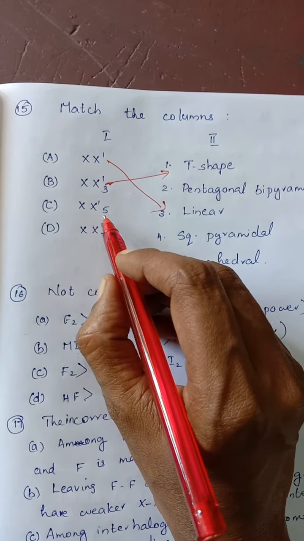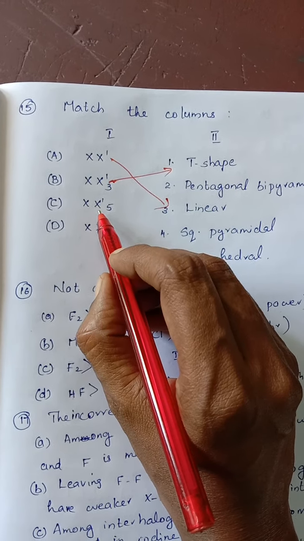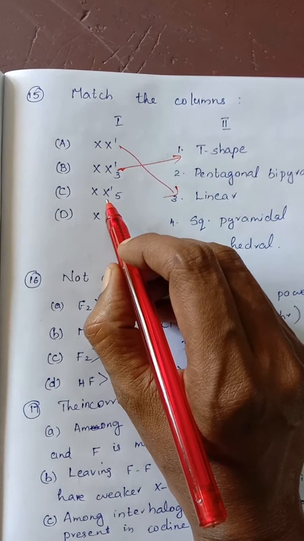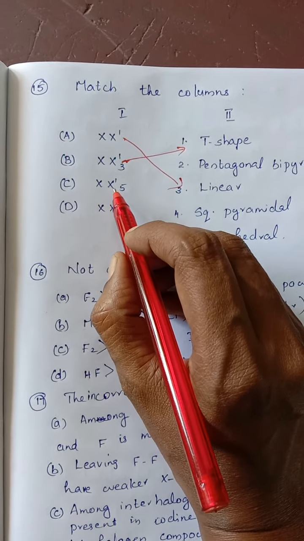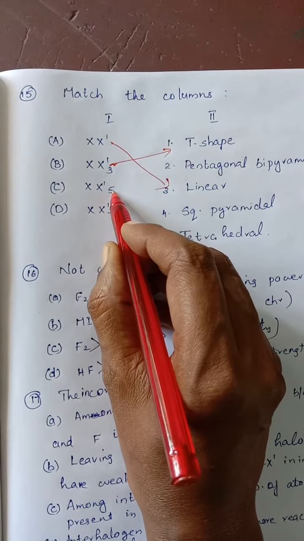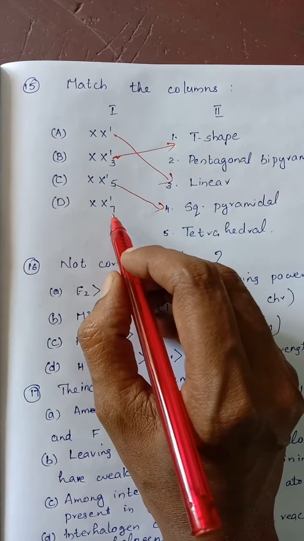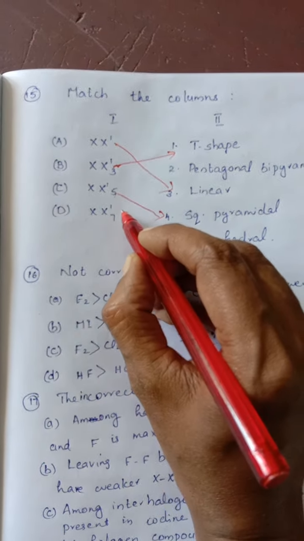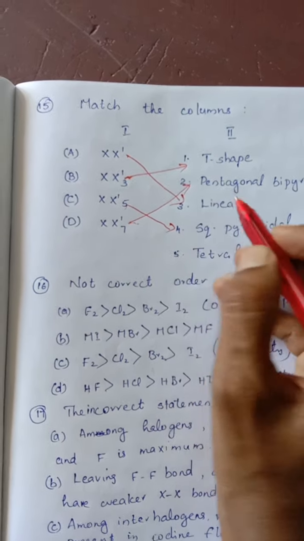XX dash 5, there are 5 bond pairs and 1 lone pair, total 6 electron pairs. So octahedral geometry we expect, but octahedral geometry is distorted to square pyramidal. Geometry is square pyramidal. Then XX dash 7, its geometry is pentagonal bipyramidal.